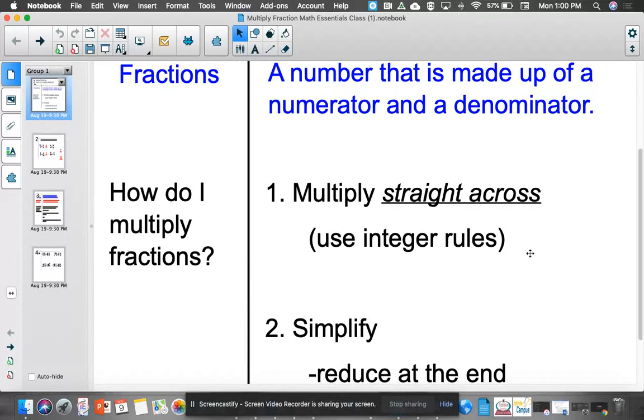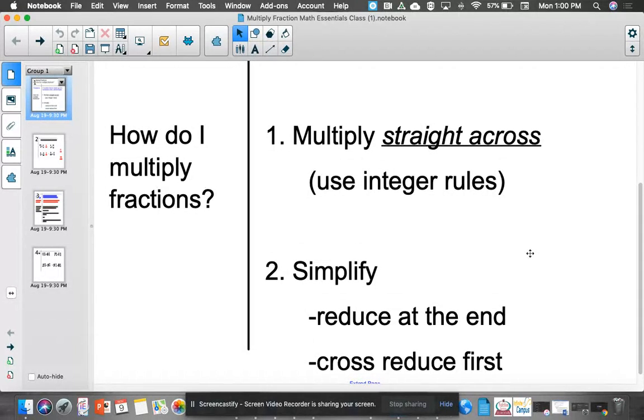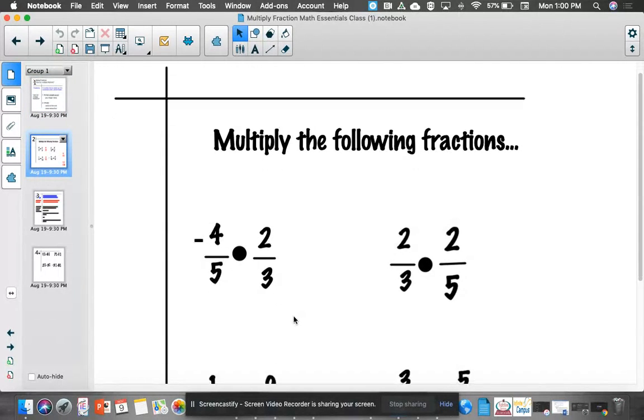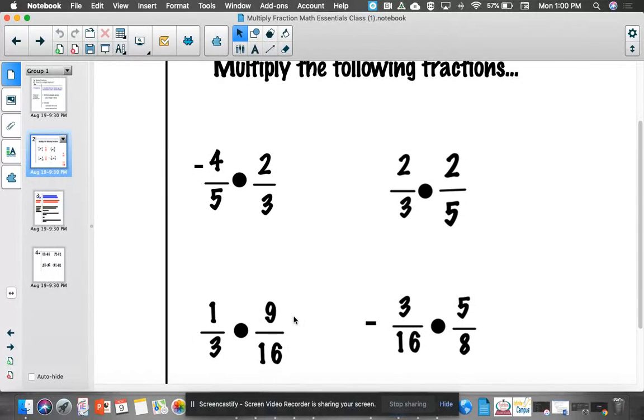Well, it's quite simple. All you do is take both numerators, multiply straight across, and then take both denominators and multiply straight across. Secondly, if you need to, all you do is simplify and reduce at the end. So I am going to show you how to multiply the following fractions.